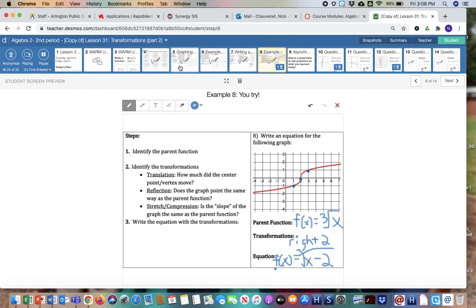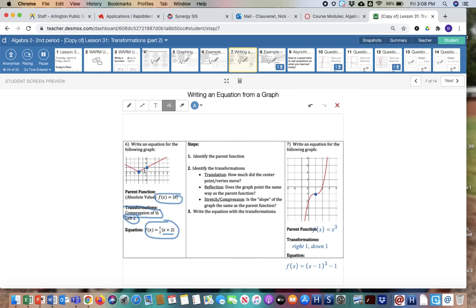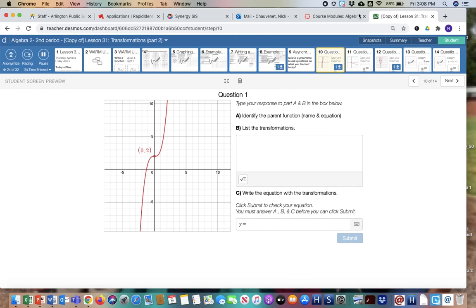So basically just noticing, hey, given the equation, can you say the transformations and draw the graph? And then given the graph, can you say the transformations and write the equation? So going both directions. Please make sure you do screens 10 through 14 for your asynchronous work.